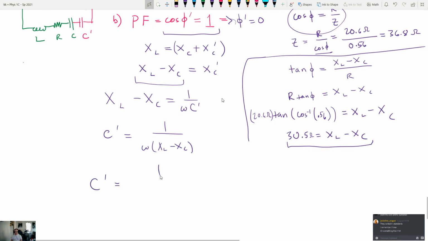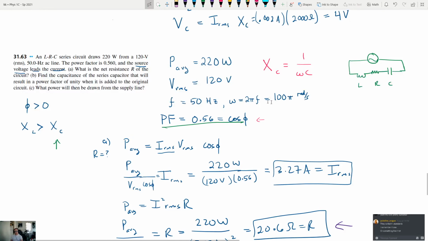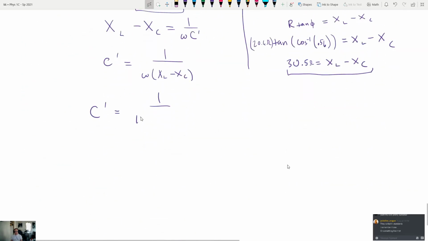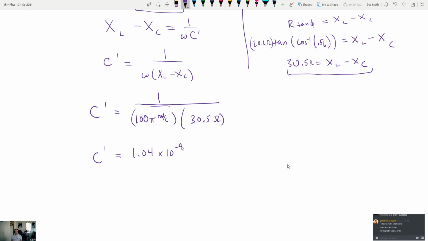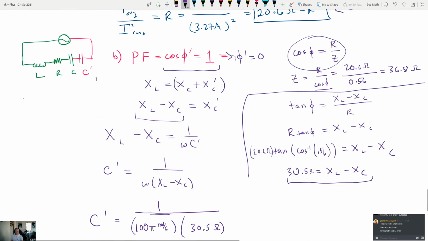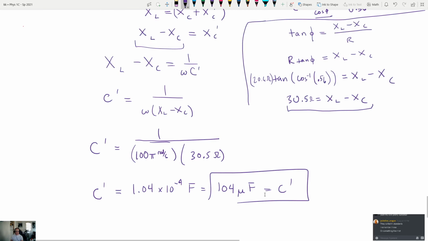So C prime is going to be equal to 1 over, I think omega was 100 pi, multiplied by XL minus XC, which we just calculated right here, was 30.5 ohms. So C prime is equal to 1.04 times 10 to the negative 4 farads, which would be about 104 microfarads. So this would be the size of the capacitor that if you add it into the system like this, you're going to get a power factor of unity.